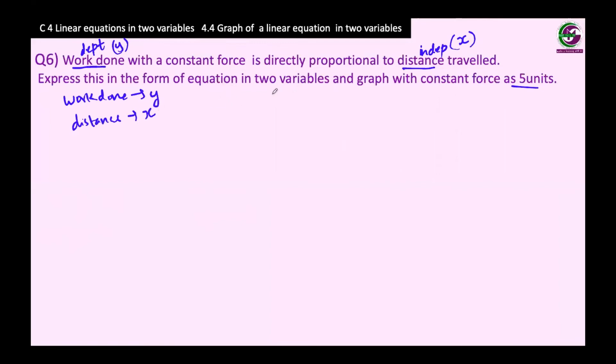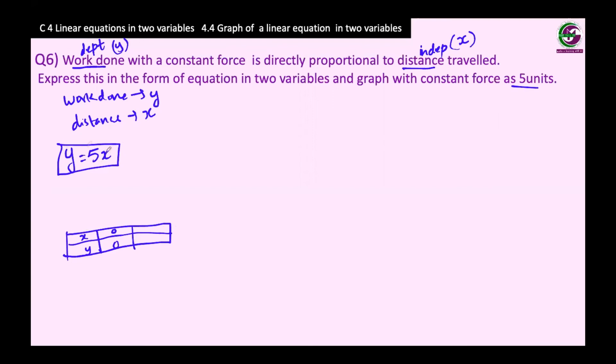Now we need to rewrite the equation. Work done y is equal to, the constant is 5 they gave you, so 5x. And there is no fixed additional number, so this is the equation. We have two variables with an equation. Now we have to graph. For graphing, you can use the method of a table, x and y. If x is equal to 0, y will be 0.